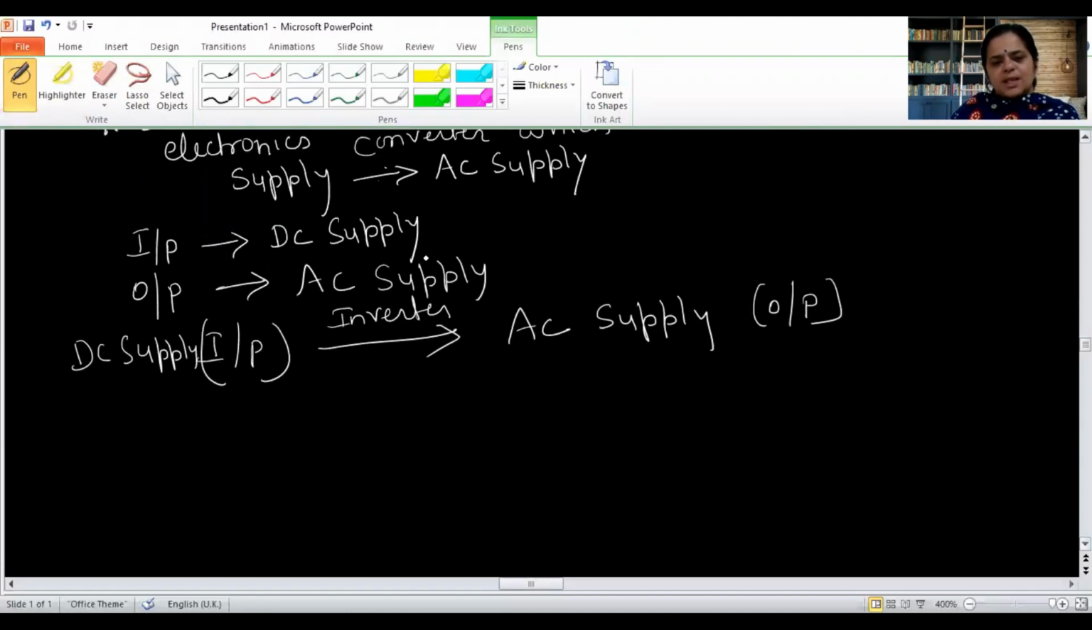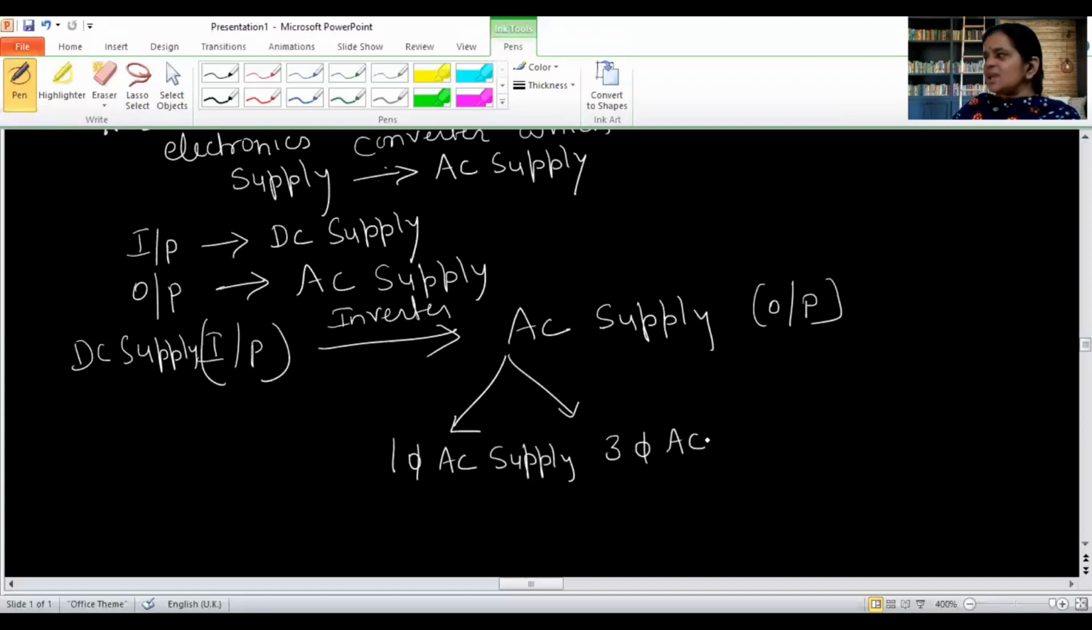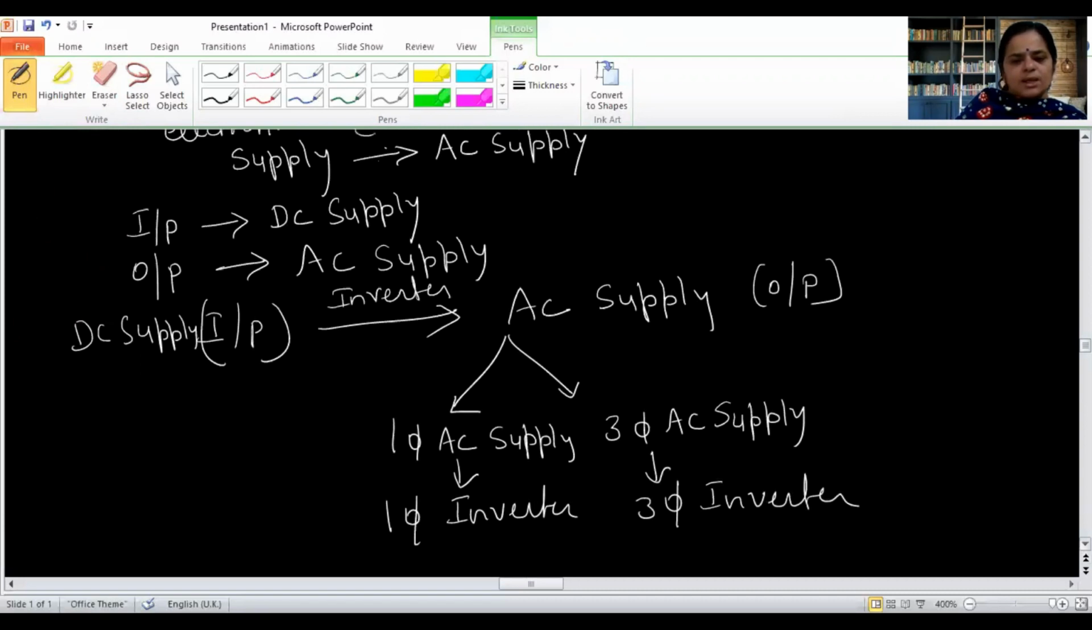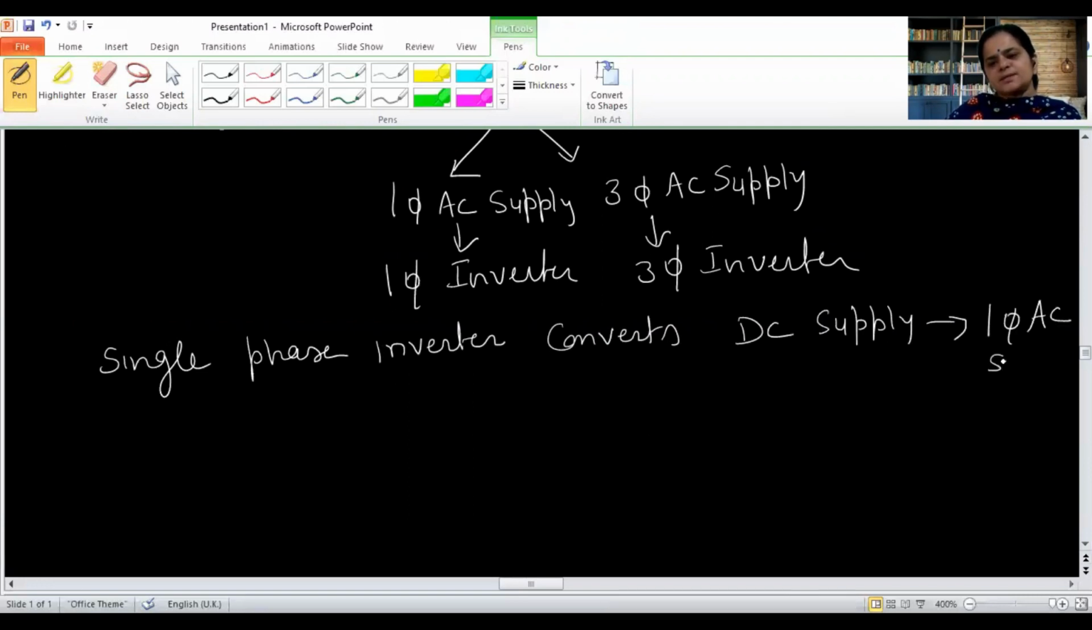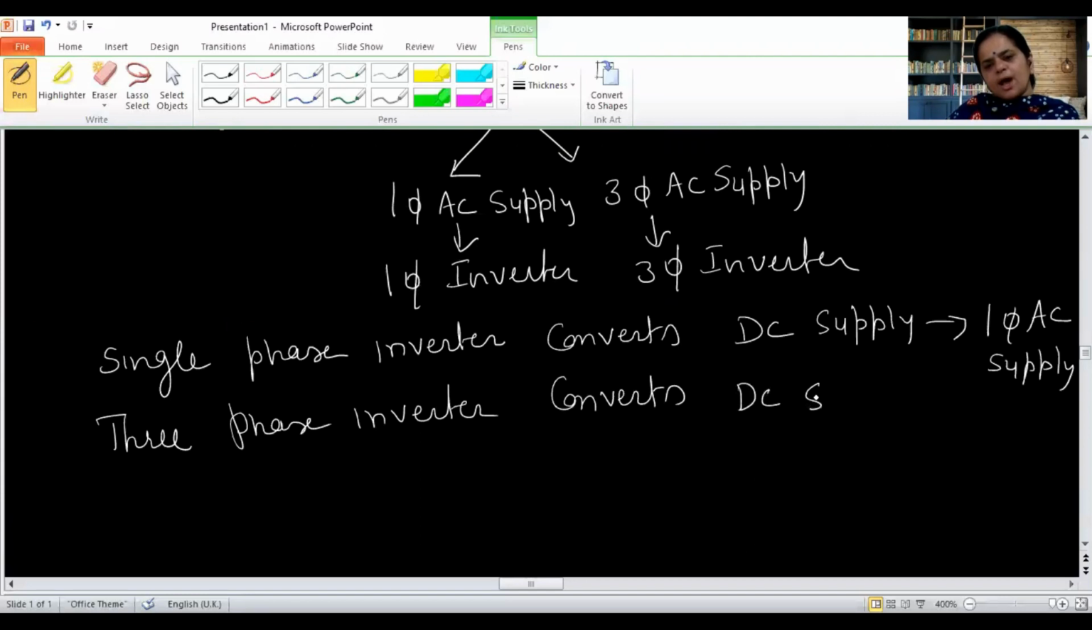Now, the AC supply is available in two forms, one is single phase AC supply and another is three phase AC supply. Accordingly, they are called a single phase inverter and a three phase inverter. So a single phase inverter converts DC supply into single phase AC supply, whereas the three phase inverter converts DC supply into a three phase AC supply.